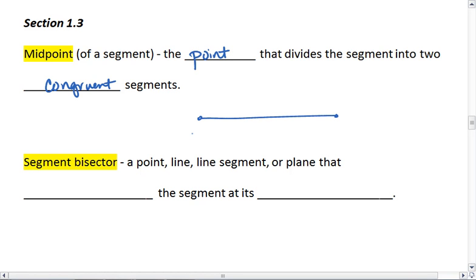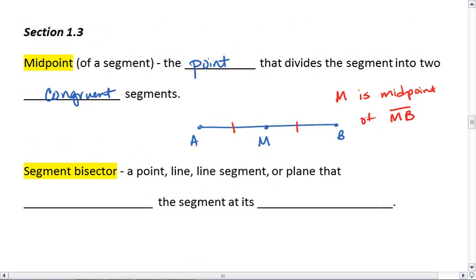For example, if I have segment AB, then the midpoint, M, will be the point such that AM is congruent to MB. So here, M is the midpoint of AB. And because we're talking about this segment, not its length, that's why we use the shape notation with the line above.